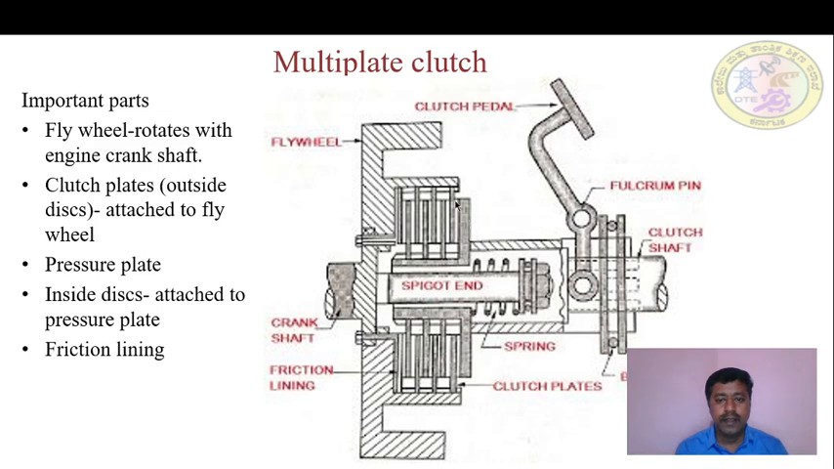Friction lining is present on the clutch plate. Once again, I'm going to repeat. Flywheel and clutch plates are outside discs which are attached to the internal circumference of this flywheel. Then the pressure plate and inside discs are attached to the pressure plate, and friction lining material is present on this clutch plate, on both sides of the clutch plate.